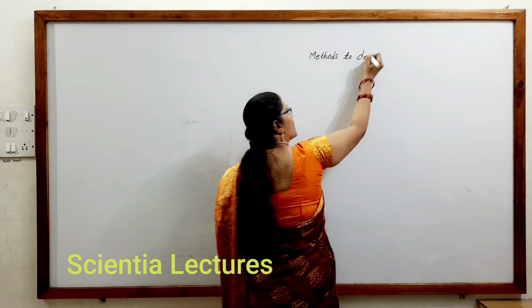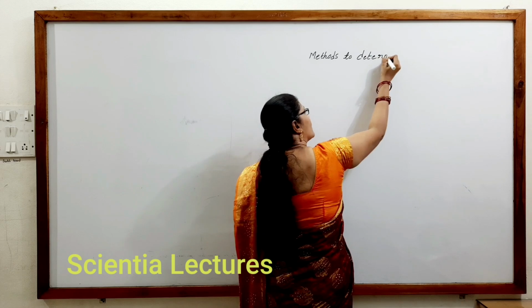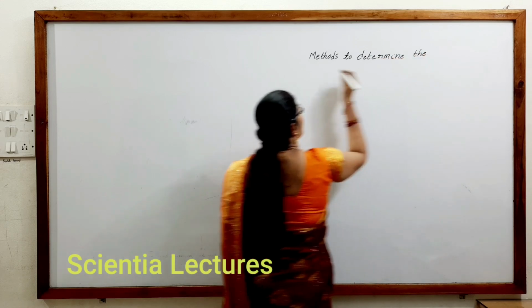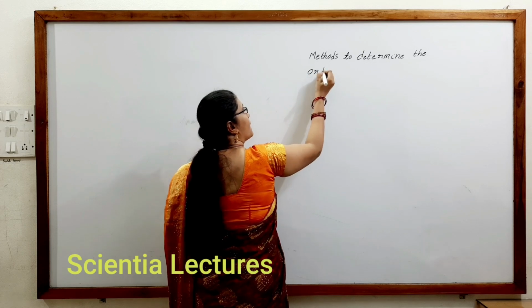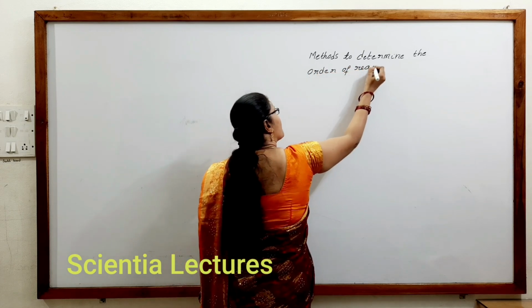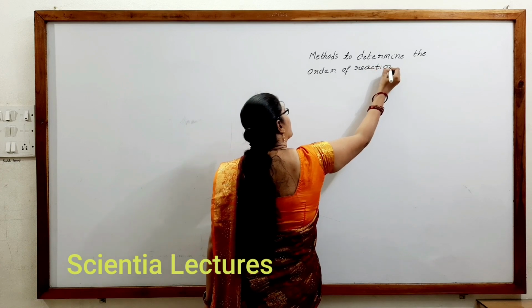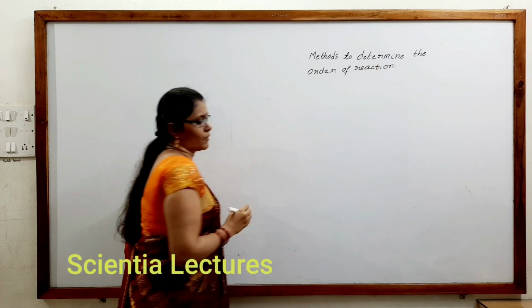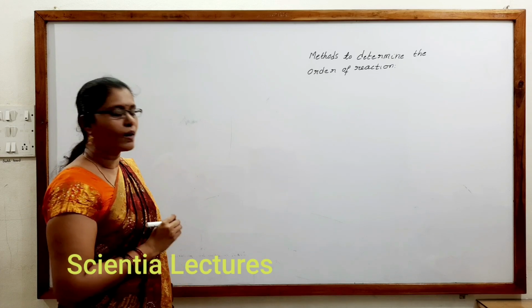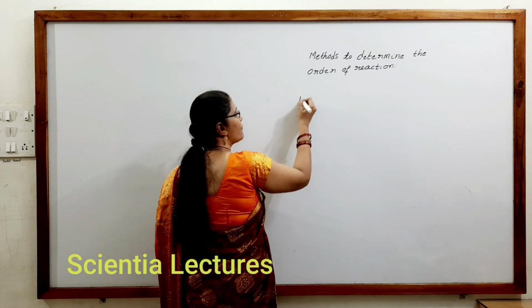Methods to determine the order of reaction. Now, let us see one by one method how to determine order of reaction. Half-life method.